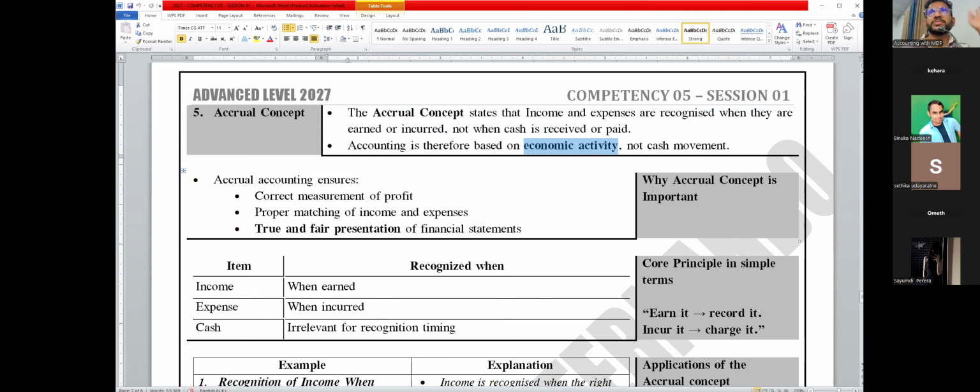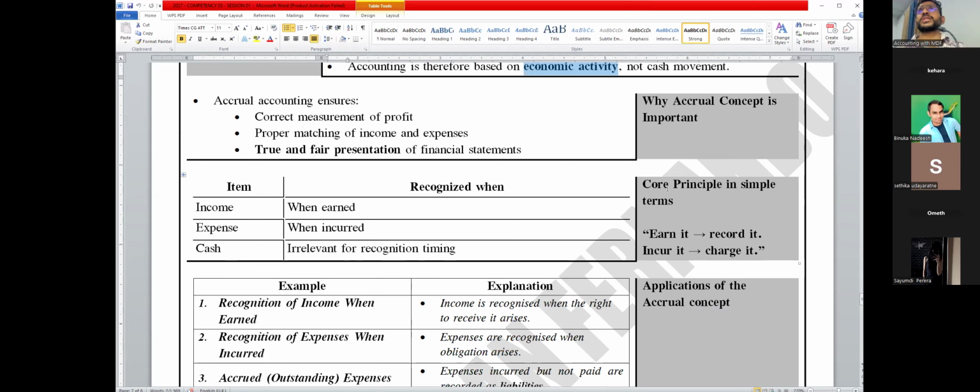Cash is just an asset of the business. Okay? Let's move to why the accrual concept is important. Look at this. Accrual accounting ensures correct measurement of profit. Why? You consider only the relevant income and relevant expense. Then proper matching of income and expenses. Right? The last is true and fair presentation of financial statements.